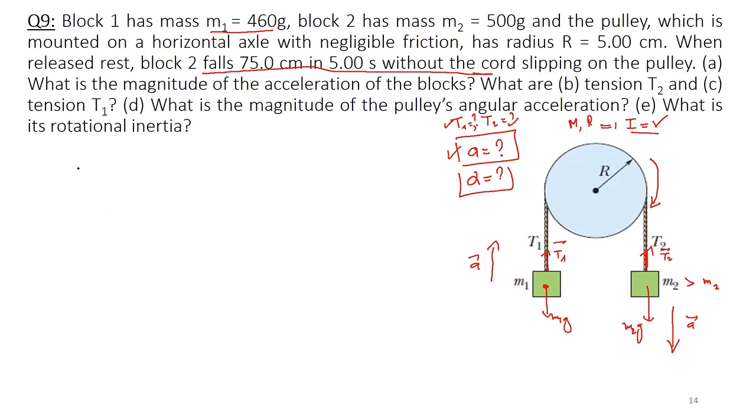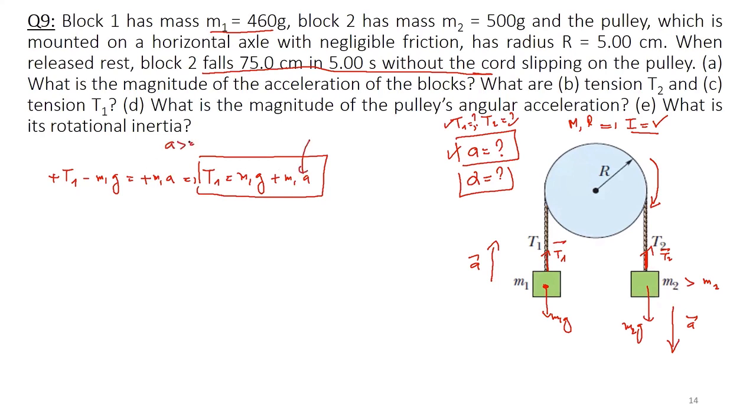So if I apply Newton's second law on block 1, I will have plus T1 minus M1G is equal to plus M1A. So this gives me T1. T1 is just M1G plus M1A. If I know A, I will get T1. Of course, A is positive here. A is the magnitude of the acceleration.